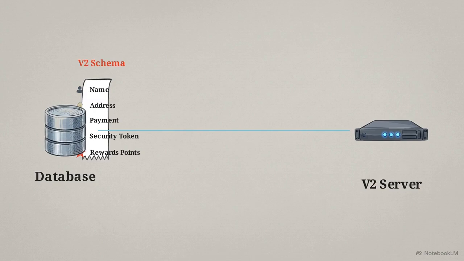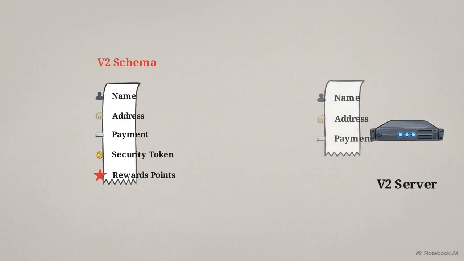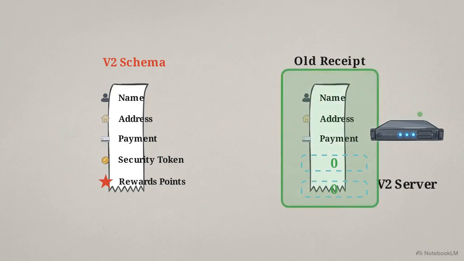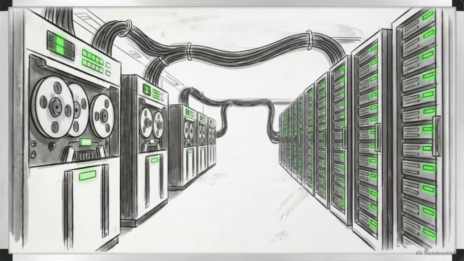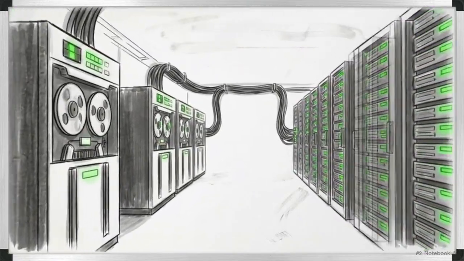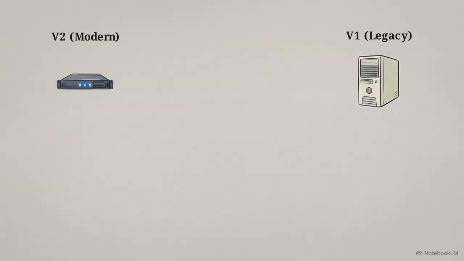To prevent the system from panicking, the new code is taught to be flexible. When it sees those missing pieces of information, it doesn't crash. It just assumes the value is 0 and carries on with the transaction. This ability for new code to safely handle old data is what allows a modern system to survive contact with its own history.